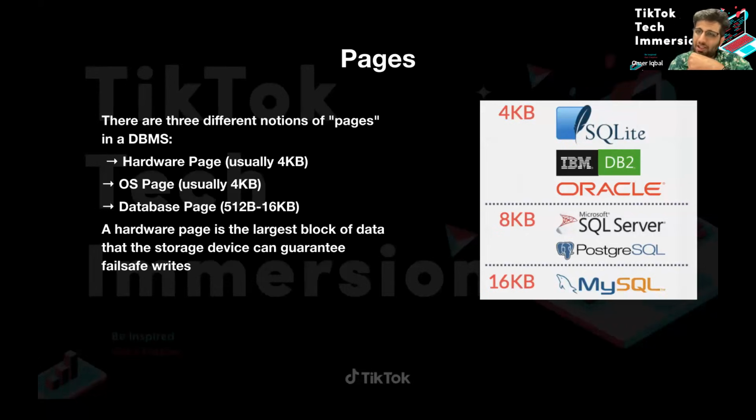There's also a concept of OS pages, because the OSs also have this concept of virtual memory, and virtual memory is also usually in pages. This is also usually 4 kilobytes, and can also vary depending on your OS. And finally, we have a concept of a database page, which can vary between 512 bytes and 16 kilobytes. A database page is basically the atomic unit that the database uses to manage its pages. And normally, the hardware page is the largest block of data that the storage device can guarantee fail-safe writes.